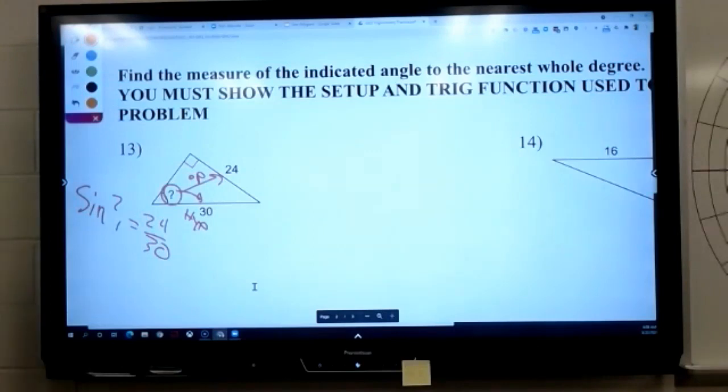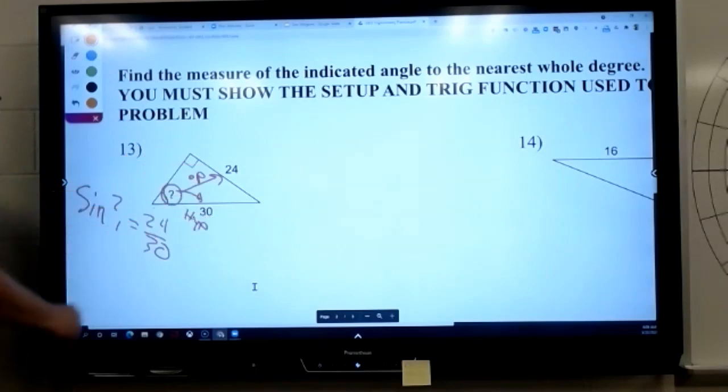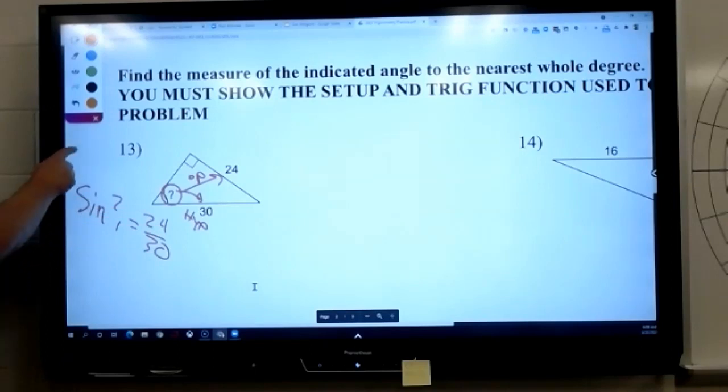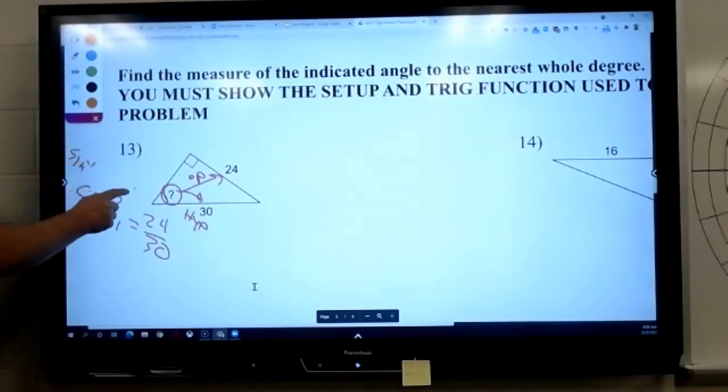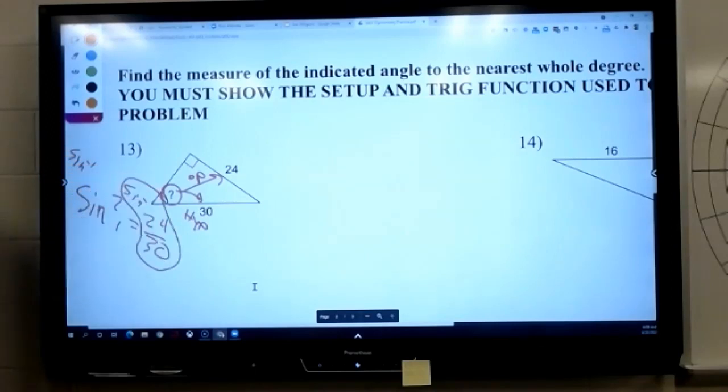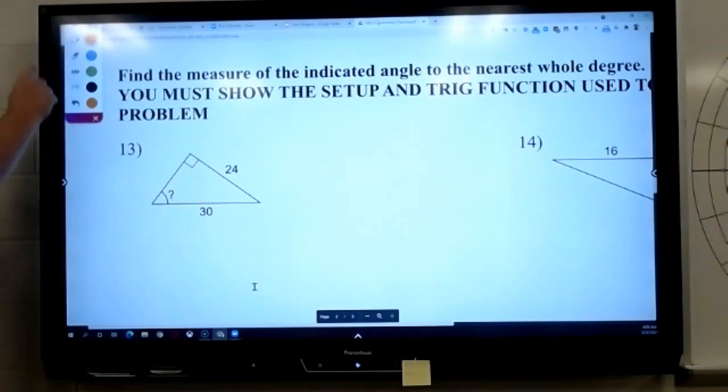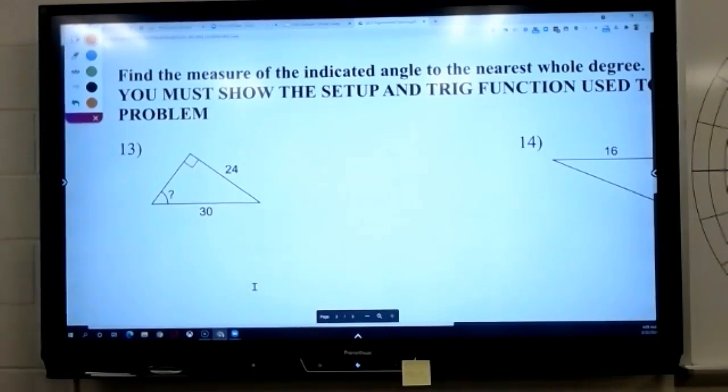Why did I use sine here? Opposite and hypotenuse, very good. So, how do I get rid of the sine, guys? Sine inverse, that's right. So there you go, sine inverse of that, and then it'll spit you out an angle, correct? All right, let's go down and do another one here.